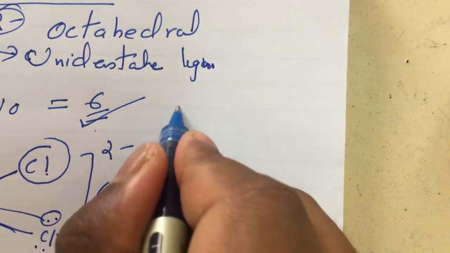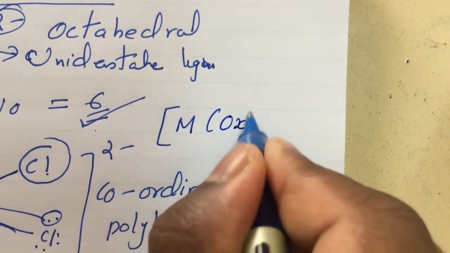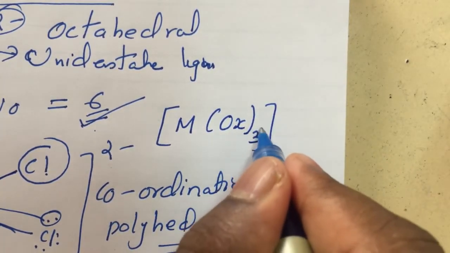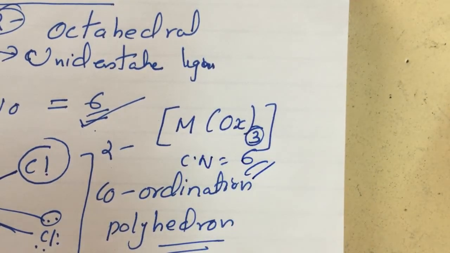Another example is, if a metal with ox, oxalate is 3. So what is the coordination number? Oxalate is didentate. So the coordination number is equal to 6, double the number.